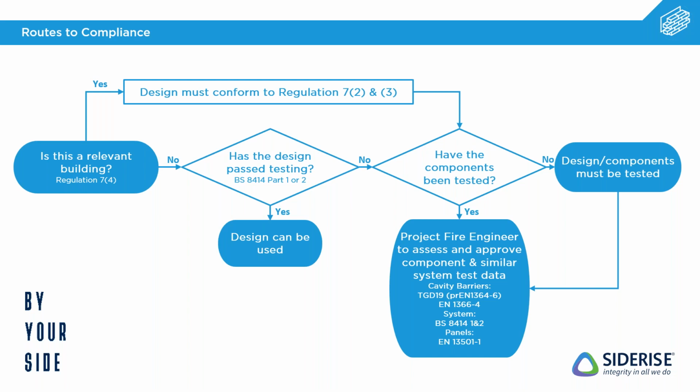So typically the route for compliance would be making sure first and foremost, do the actual products comply with Regulation 7? And then if yes, the test certificates and reports would typically be supplied to the project fire engineer and submitted for evaluation or approval. And then that would be your proof of compliance that you can then continue to build as designed.